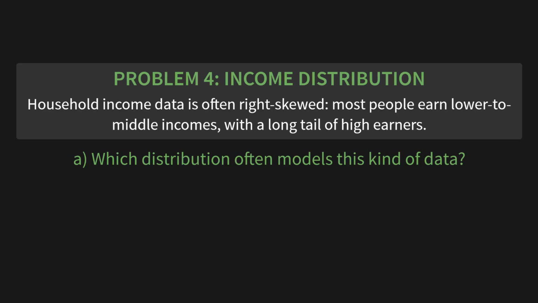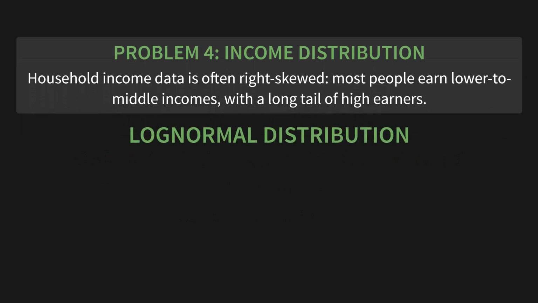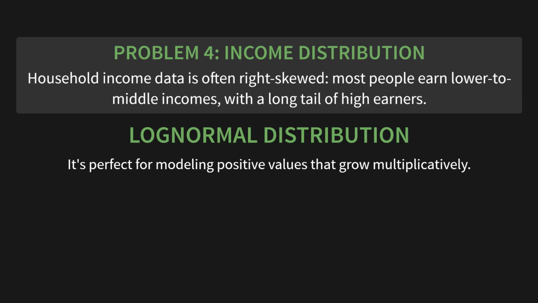Problem 4, income distribution. Household income data is often right-skewed. This means most people earn lower to middle incomes, and there's a long tail of very high earners. So part A is which distribution often models this kind of data. Here's a hint. When you take the log of something that's right-skewed, it often becomes normal. This is the log-normal distribution. It's perfect for modeling positive values that tend to grow multiplicatively, like income or stock prices. The key idea is this.